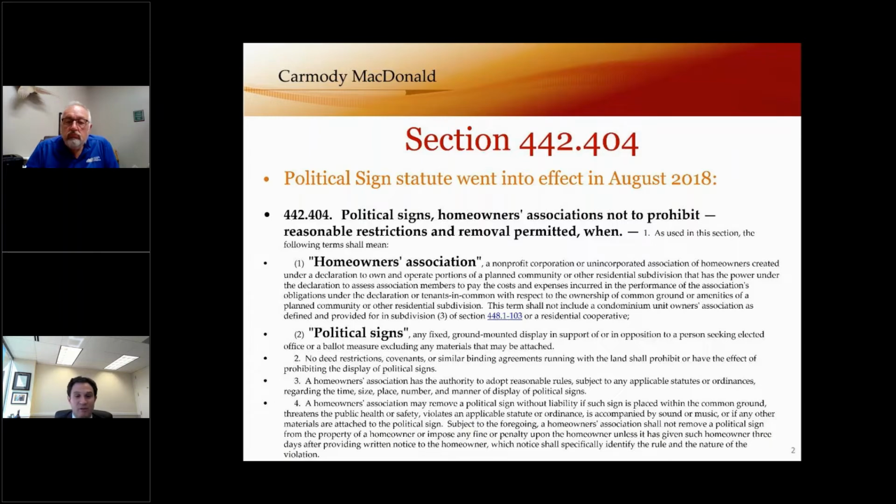So it does say you can't remove it from the property of a homeowner or impose any fine or penalty unless you have given the homeowner 3 days written notice. So it's saying that you can take action or impose a fine or other penalty if you've provided that notice first. So let's move on from there.